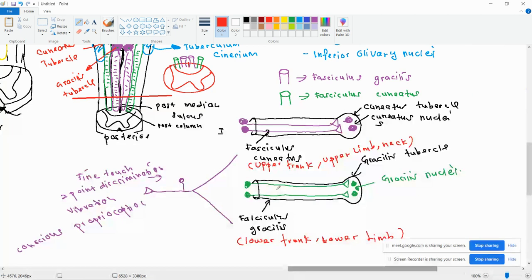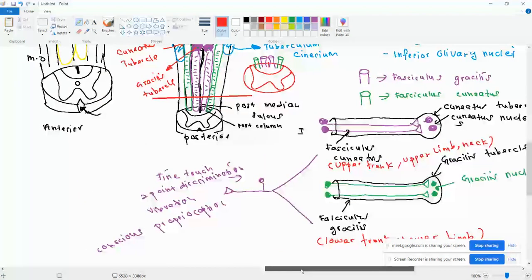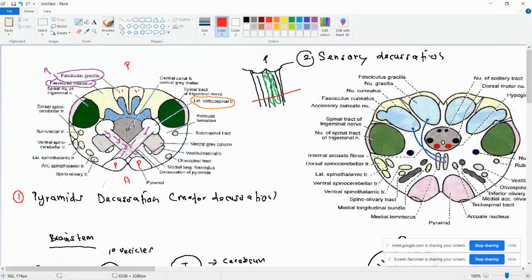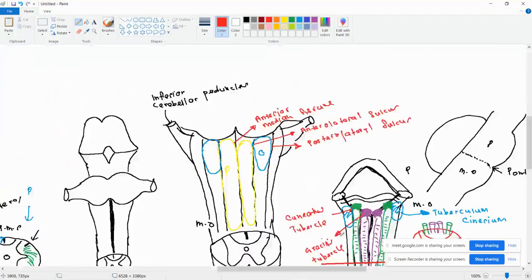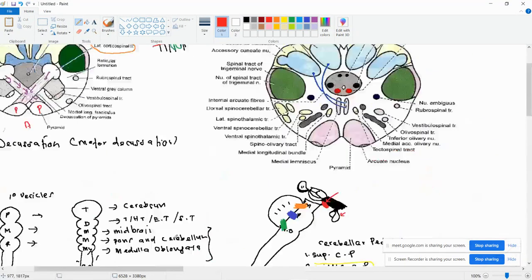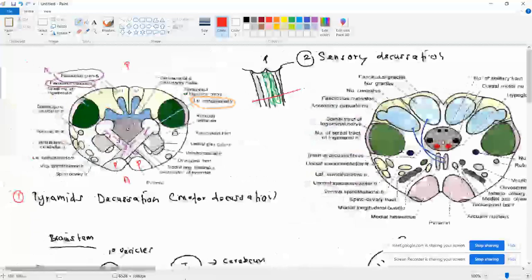Fasciculus cuneatus is more lateral, whereas fasciculus gracilis is more medial, class. These structures are basically the same within your spinal cord and within your brainstem. Your medulla oblongata is also almost the same. Based on this region, this is fasciculus gracilis and this is fasciculus cuneatus. When we observe posteriorly, you can see the structure like this. But when we cut this way, a transverse section at the lower end, at the pyramid decussation of your medulla oblongata, you can see only fasciculus gracilis medially and fasciculus cuneatus laterally.